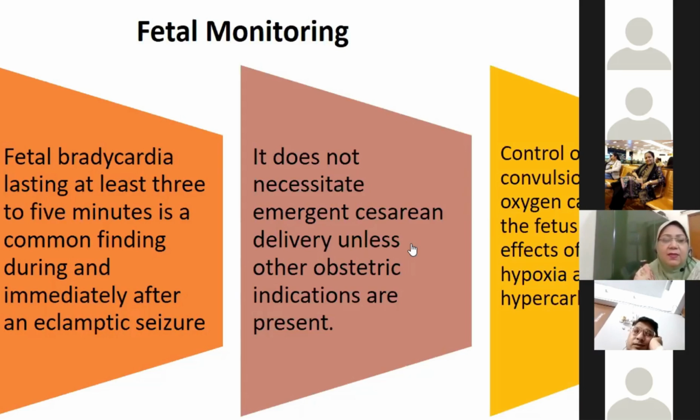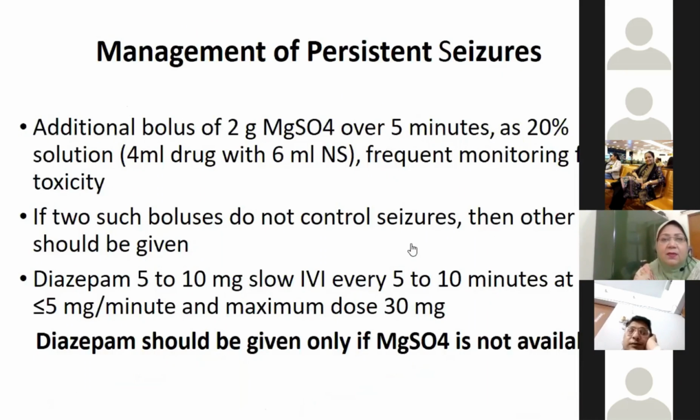Next slide, please. If the woman continues to have convulsions, you may give an additional 2 grams. But again, if she has not responded to 2 additional boluses, switch over to another drug. You can use diazepam or you can use phenytoin. So diazepam you have to give every 5 to 10 minutes, 5 to 10 milligram, maximum 30 milligram, not more than that.